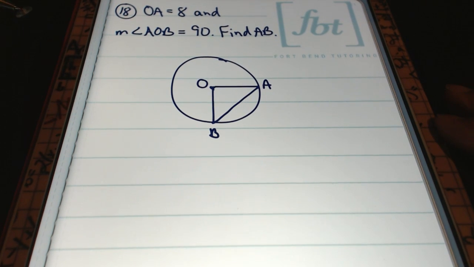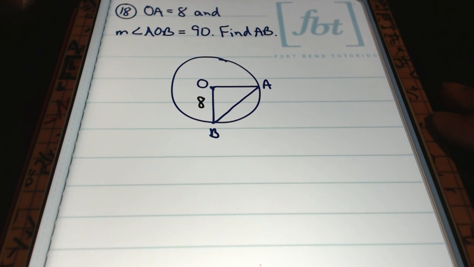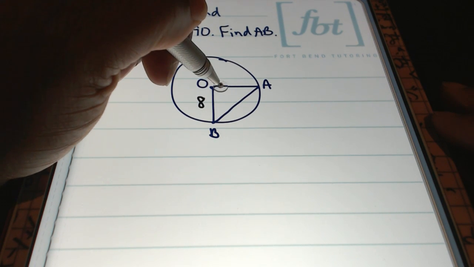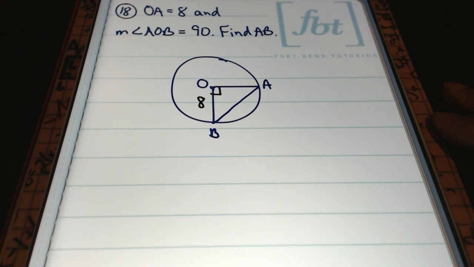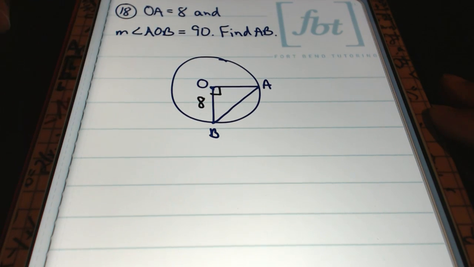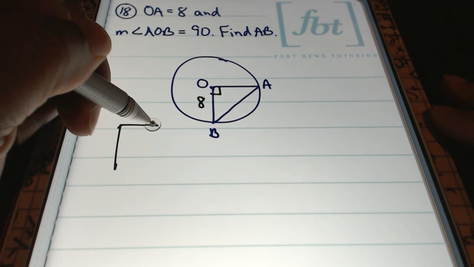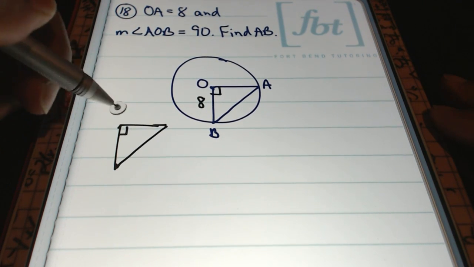Problem number 18. We have side length OB. It's going to be 8. There you go, it has a length of 8. The measurement of angle AOB is 90 degrees. Let's go ahead and check that out. They want us to find the length of AB, this length right here. Well, guys, because we are dealing with radii, OB and OA are radii. O is the center of the circle. We are dealing with a 45, 45, 90 degree triangle here.